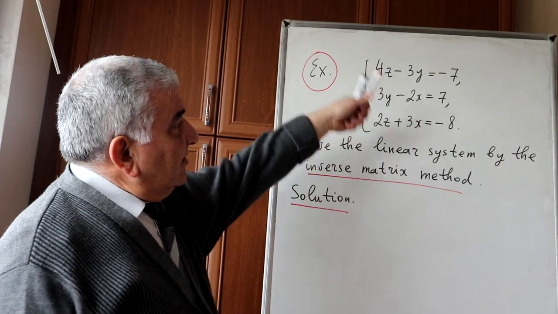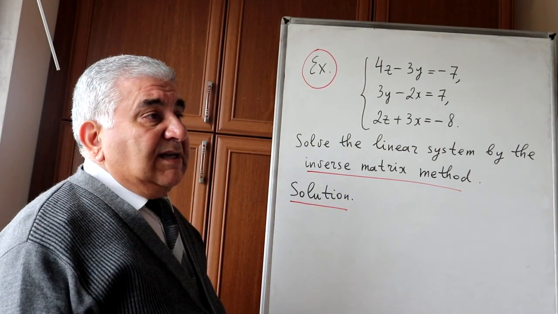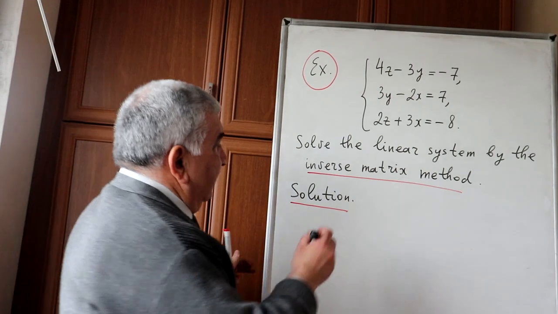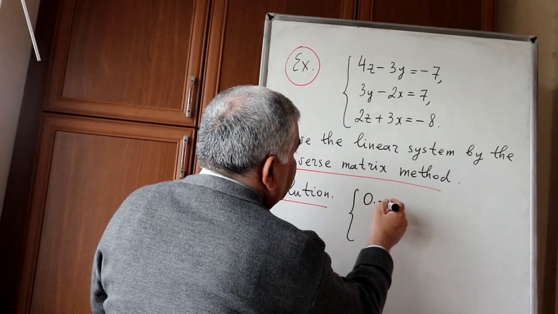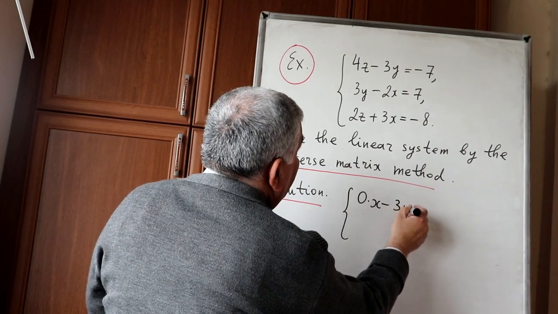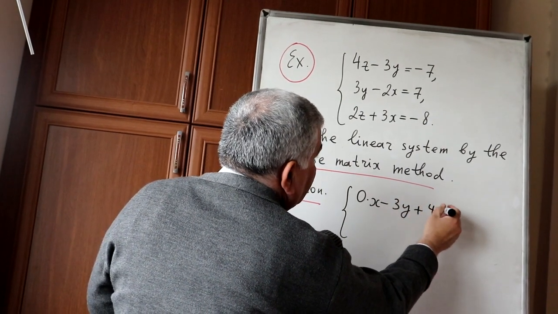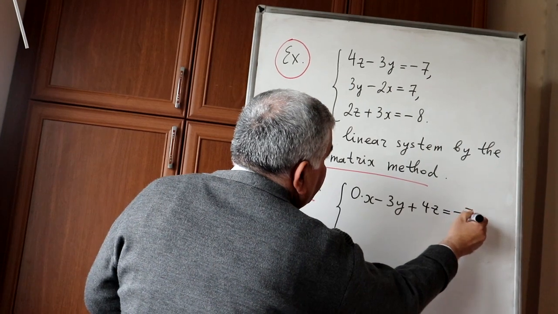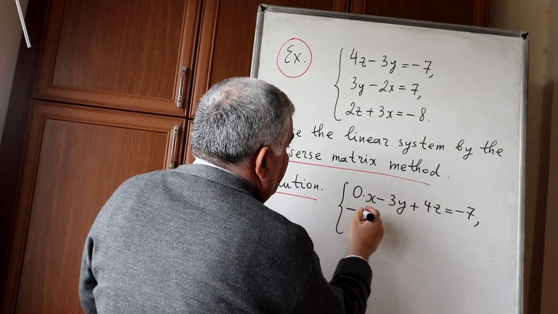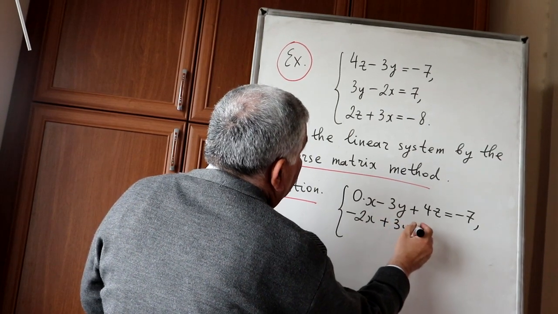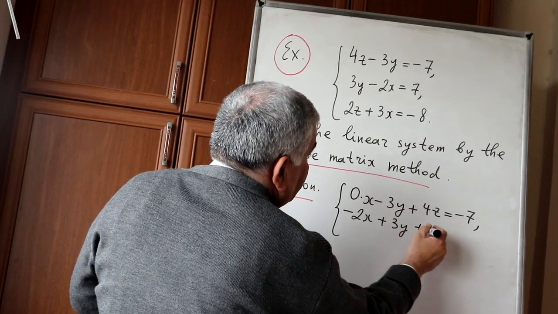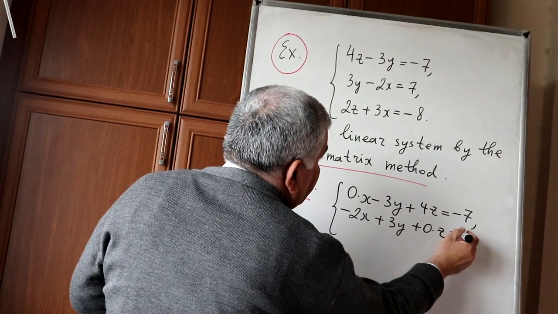First, rewrite the given system in the standard form. System: 0 multiplied by x minus 3y plus 4z equals minus 7. Minus 2x plus 3y plus 0z equals 7.